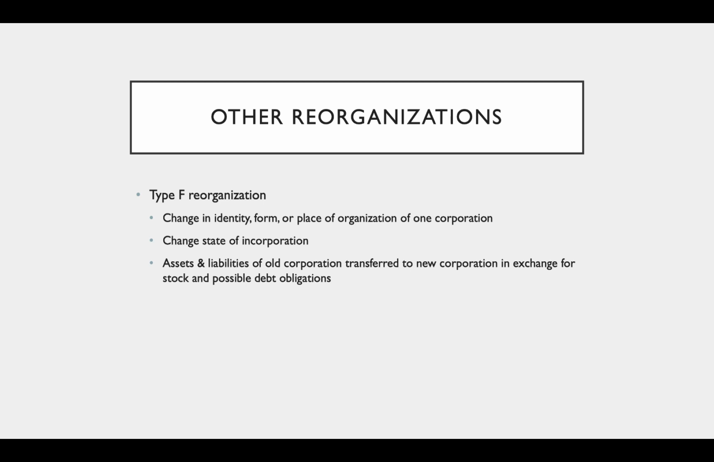There is also a type F reorganization, and this is just going to change the identity, form, or place of organization of one corporation. It might change the state of incorporation. The assets and liabilities of the old corporation will be transferred to the new corporation in exchange for the stock and possible debt obligations. So maybe I'm moving my company from Texas to Oklahoma, and I want to be incorporated in Oklahoma, so I formed that new Oklahoma corporation, and then I engage in a type F reorganization. And it doesn't make sense to have any tax consequences in that transaction because it's really just a change in a place of organization.